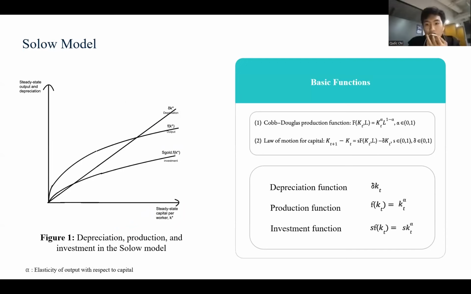So in the Solow model, there are two basic functions, the Cobb-Douglas production function and the law of motion of capital function. We also have three important aspects of the economy from the two functions above. This is the depreciation function, the production function, and the investment function. From the graph, we can see the straight line is the depreciation function. The second one is the production function, and the last one is the investment curve.